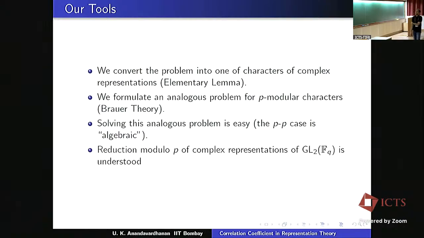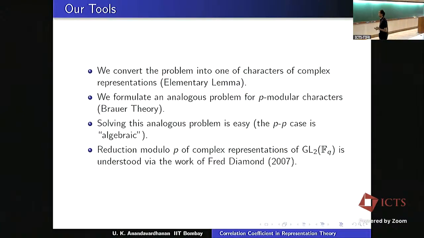And so the question is, you are given a complex representation. How do I go to the mod P world? So that requires the modular reduction of complex representations. And for GL2, FQ, only for GL2, but even for FQ, not just for FP, this is well understood. And this is the work of Fred Diamond from 2007. So this is the key new tool, relatively new ingredient to the whole game. In order to go to the mod P world, you want to understand the mod P reduction of representations, and that comes from Diamond.